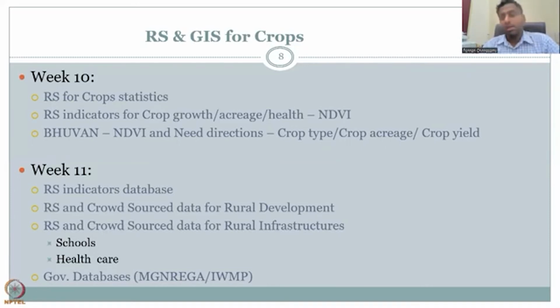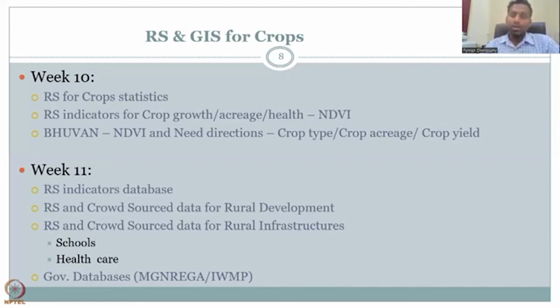If they are sick, they should not be walking or going a one-day travel to different villages and so on. So they have to have access to good quality healthcare systems. Then the last one we looked at is the government databases for MGNREGA and IWMP.